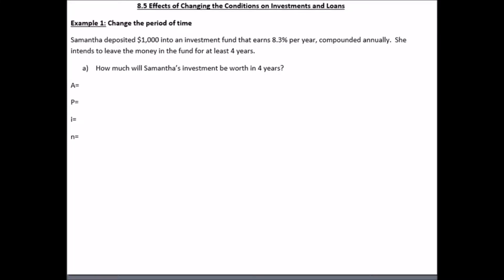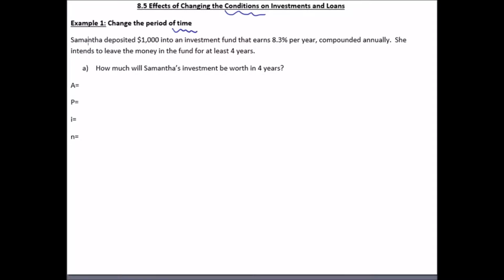All right, and in 8.5, we're going to take a look at the effects of changing the conditions on investments or loans. Okay, so what we're going to do is we're going to fix everything, and then we're going to change one thing. We're going to compare first the change in the period of time. So if your investment is in for longer, what do you think is going to happen to the amount? Or if you owe money for longer, what do you think is going to happen to the amount?